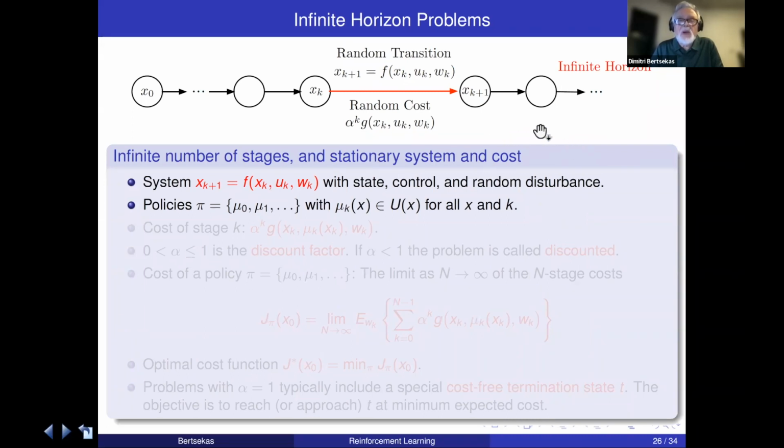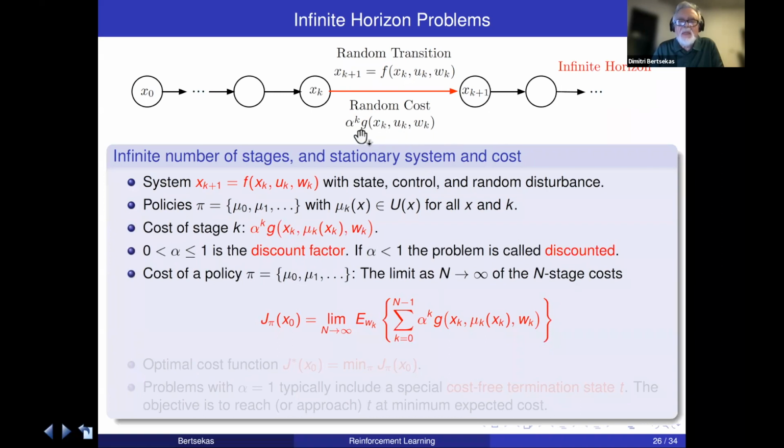So infinite horizon problems are similar to finite horizon problems. They involve a random system, a random transition described by a system function and a random cost. The main difference is an infinite horizon. And there's also one more difference. The system equation and the cost do not depend on k. We're dealing with a stationary system, and a cost that is non-stationary, it involves alpha to the k. Alpha is some number that is between 0 and 1.